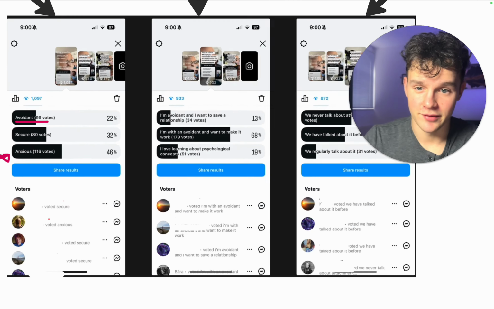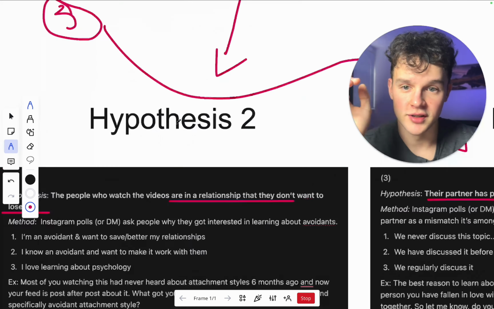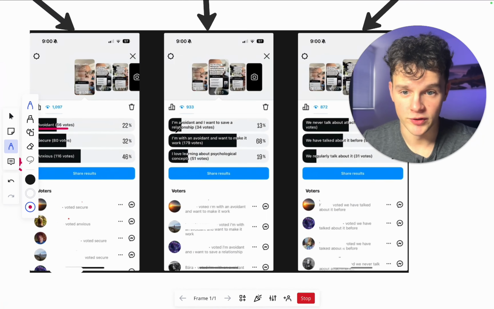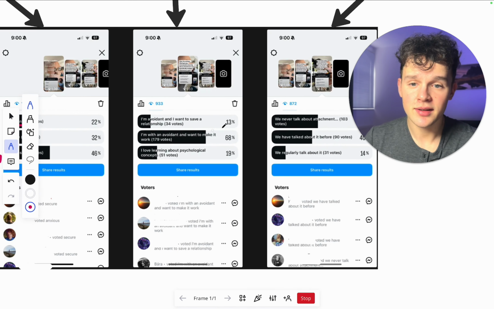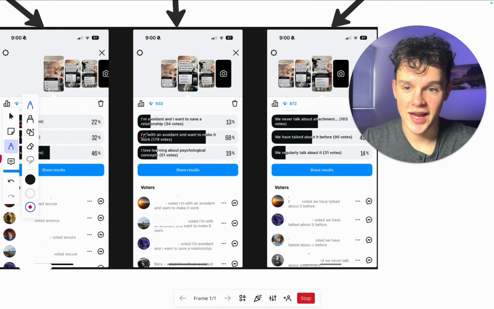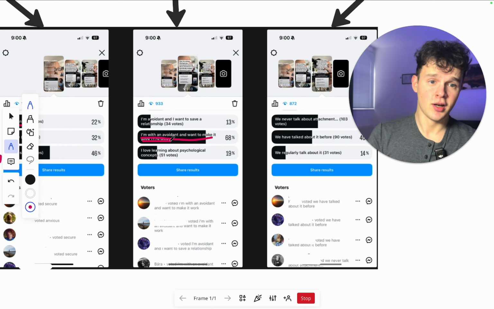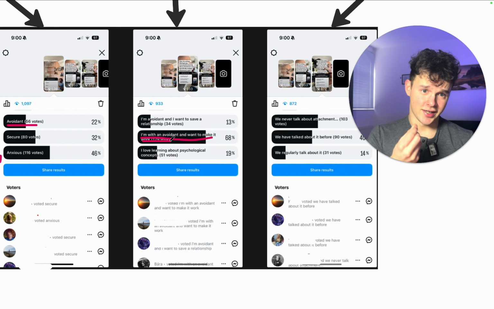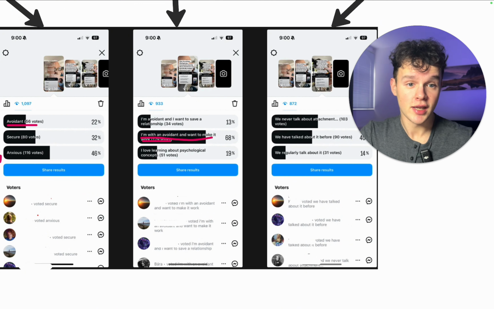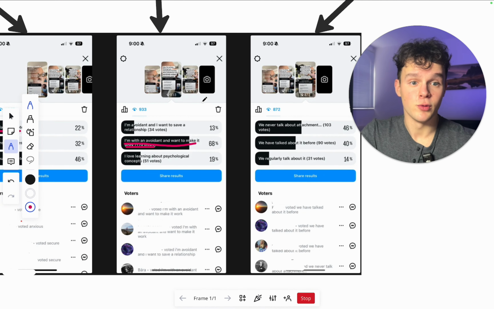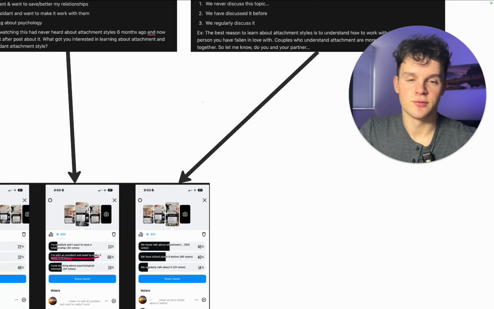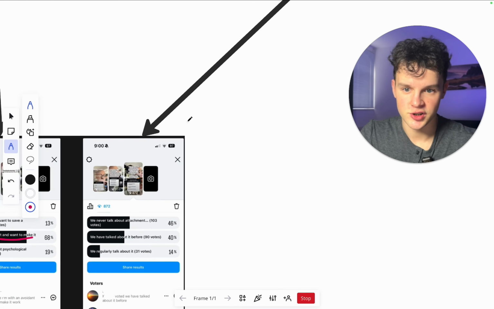And now quickly going to the second and third. So here our initial assumption was, as you can see, that people who watch the videos are in a relationship that they don't want to lose. So they are in a relationship. Now, here we realized that most people who are in a relationship are actually with an avoidant and want to make it work. So it's not an avoidant trying to save the relationship, but people with avoidant partners, in a relationship with these types of people, who want to help them externally or want to possibly improve themselves. So this was an incredible shift in the messaging that we had to do.